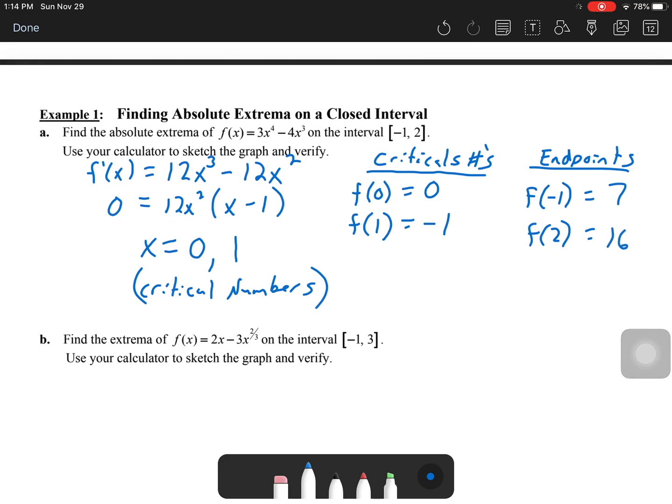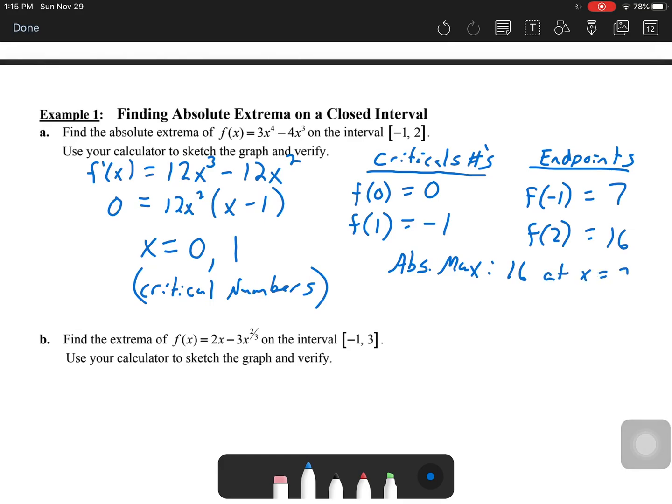Okay, so now what we're looking for of those 4 outputs, because we had 2 critical numbers and obviously 2 endpoints, which you're always going to have, is the largest and the smallest. So what we see is that the absolute max is going to be 16. That's our biggest of these 4 numbers, and it occurs at x equals 2.